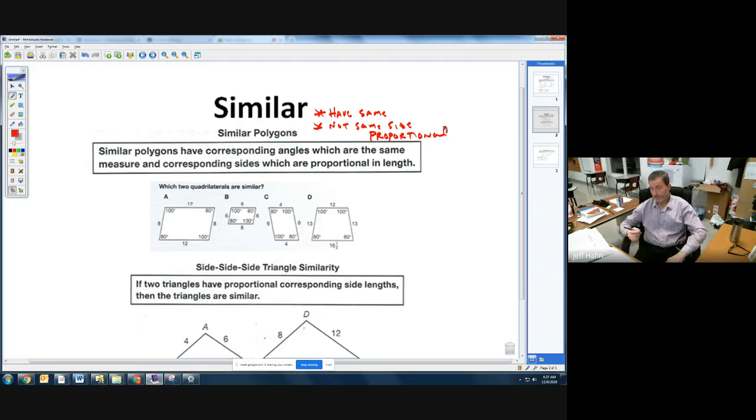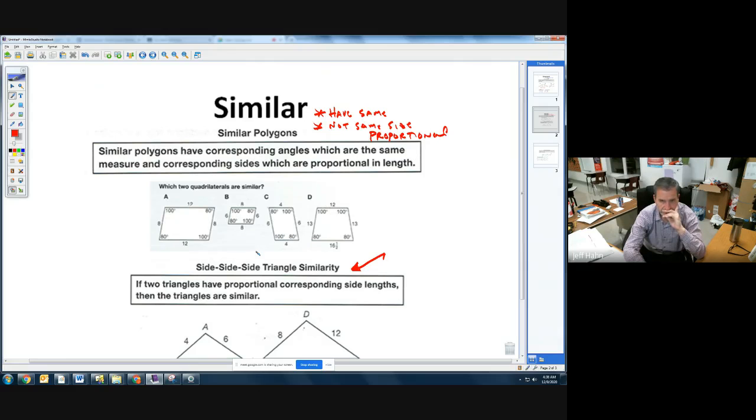So here are some definitions from the book for you to look at. Similar polygons have corresponding angles which are the same measures and corresponding sides which are proportional. If you have proportional corresponding sides, those triangles will be similar. And here's how you figure that out. Let's take a look here. This says which two triangles are similar, or which two quadrilaterals are similar. And what you look at is this here.